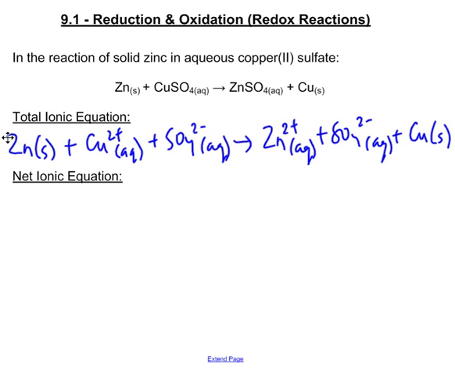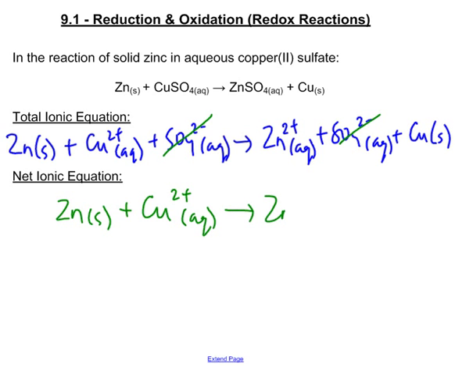If I cancel out the ions that are the same on both sides of the equation, my net ionic equation ends up being Zn, that's solid, plus Cu2+, that's aqueous, becomes Zn2+, that's aqueous, and solid copper. So that's what I end up with. That's my net ionic equation.